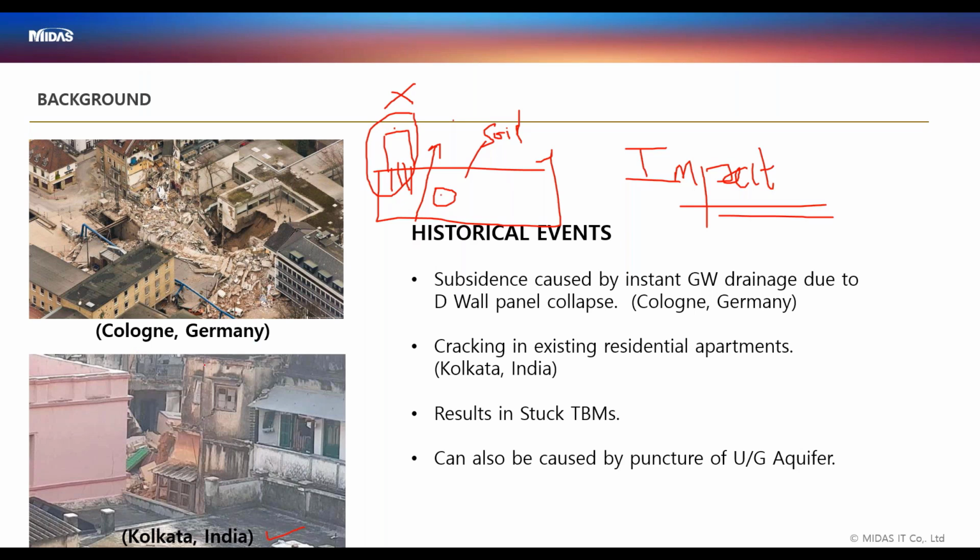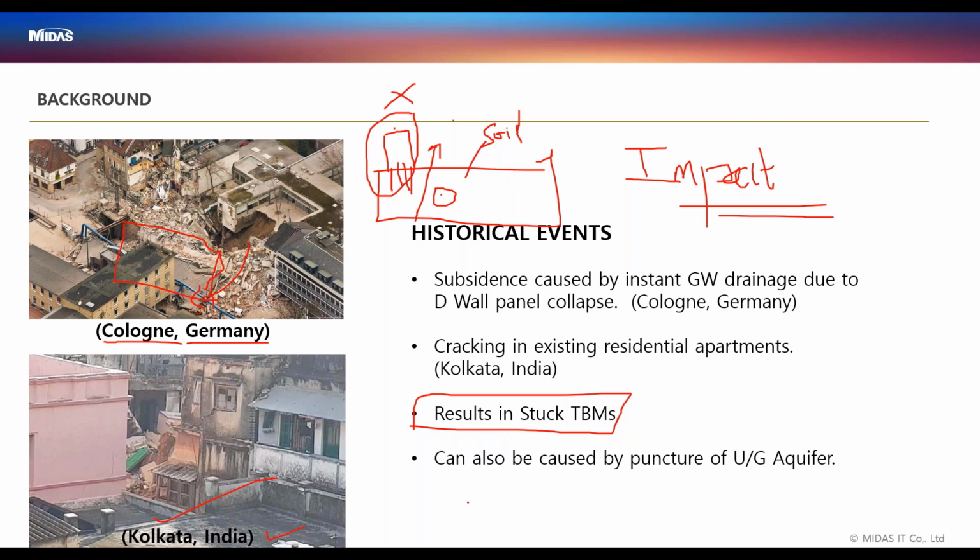For example, if you see here, this is an example, Cologne, Germany, where an archival building got collapsed because there was a failure of the diaphragm wall. The eyewitnesses or the few studies say that this happened because of the excessive seepage of water and soil into the excavated area. And in a lot of the cases, the TBM gets stuck in the excavation areas. For example, this happened in Kolkata, and I'm sure there are many other examples as well.